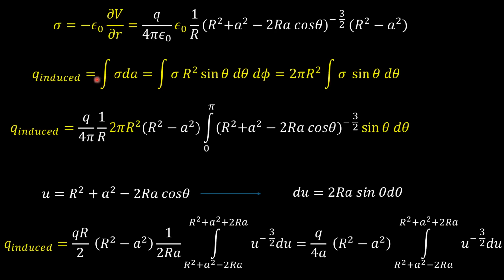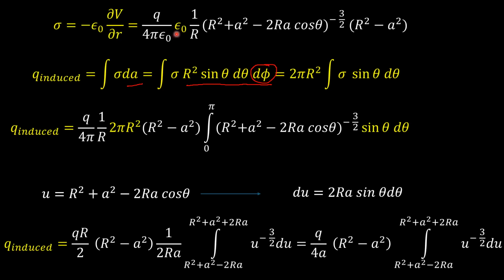Induced charge can be written as integral sigma dA. dA is the small area element, which is equal to capital R squared sine theta d theta d phi. So if you integrate with respect to phi, you will get 2 pi. So now you can take 2 pi as a constant outside. Then capital R squared is also a constant. So you can take 2 pi R squared outside and integrate sigma sine theta d theta. That is, you have to integrate with respect to d theta.